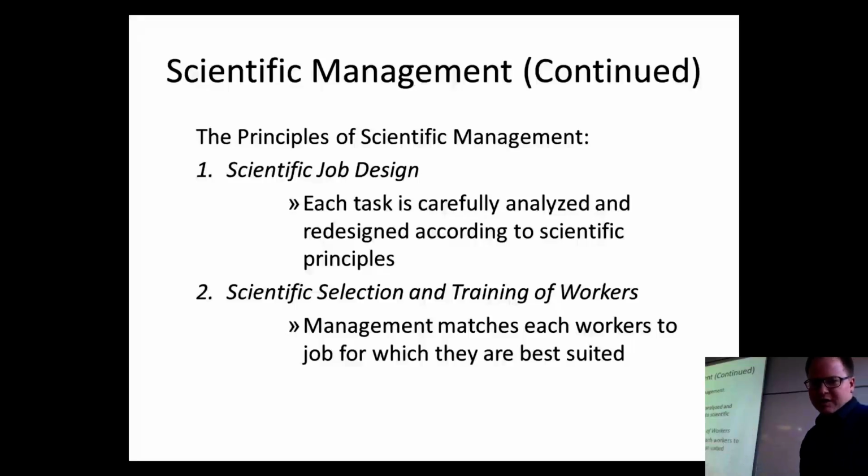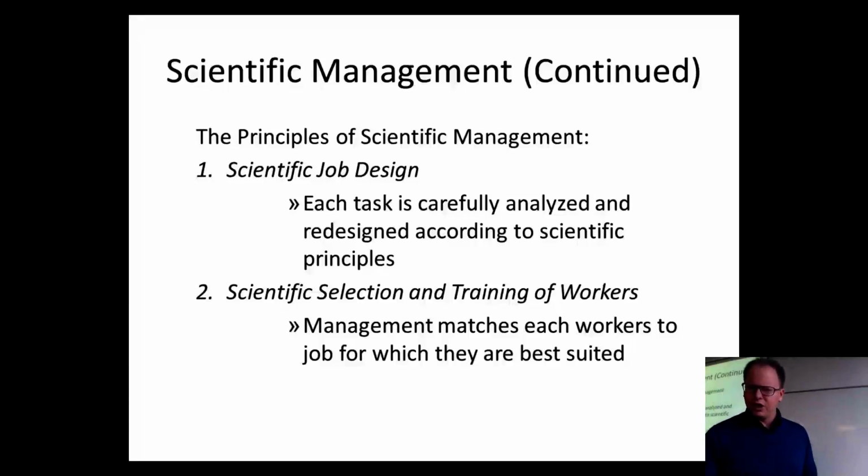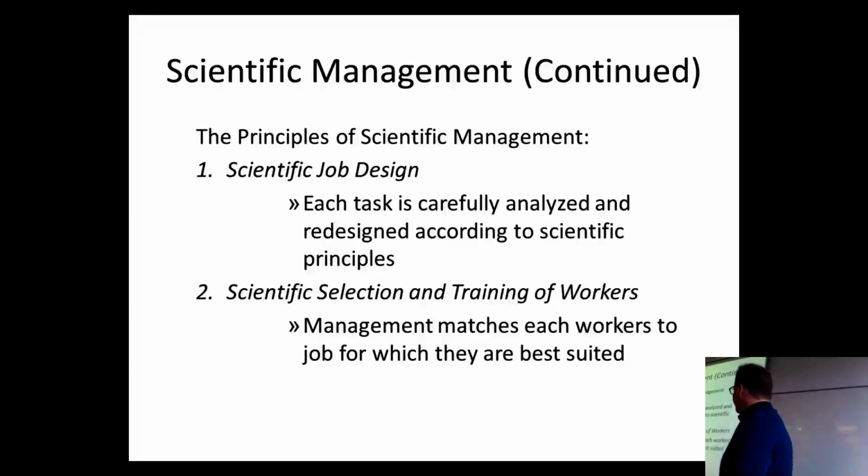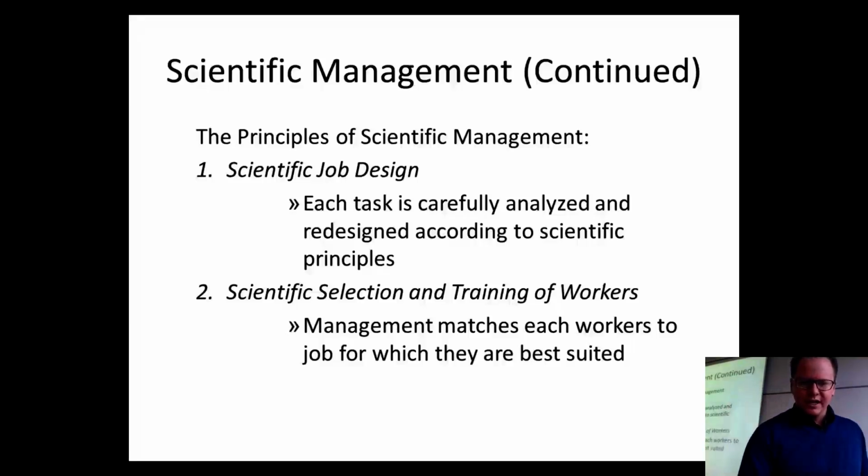So scientific job design: each task is carefully analyzed and redesigned according to scientific principles. We still do this with work breakdown structures. We have the tools, of course. Then scientific selection and training of workers. Be careful, this is not an educational or training setting for an individual, becoming fully aware and understanding something. This is really training on the job so they can perform what they have at work. Yeah? So management matches each worker to the job for which they are best suited.